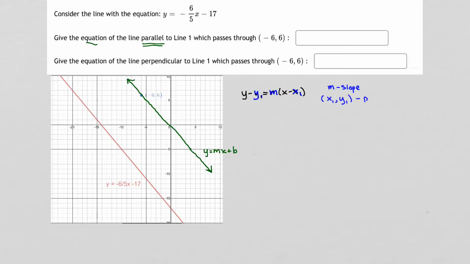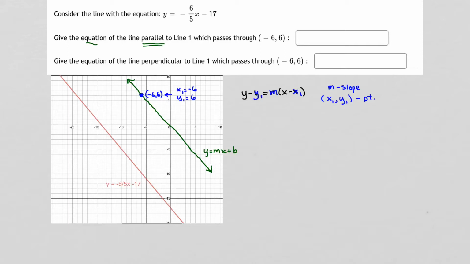All right. Well, what do I have for this first part? I'm asked to give the equation of a line parallel. So what do I know about this line? Well, I do know that this line passes through a point negative 6, 6. And therefore, I do know that my x1 value is negative 6 and my y1 value is 6, right? That's the point. How about the slope? What do I know about the slope?